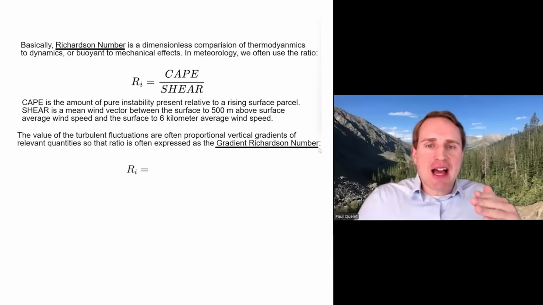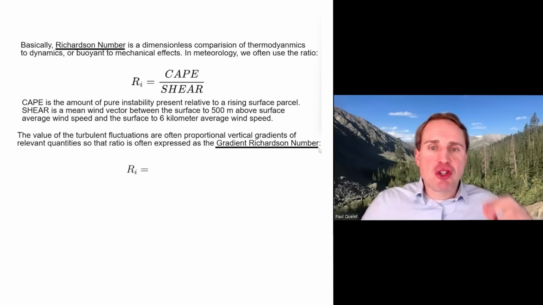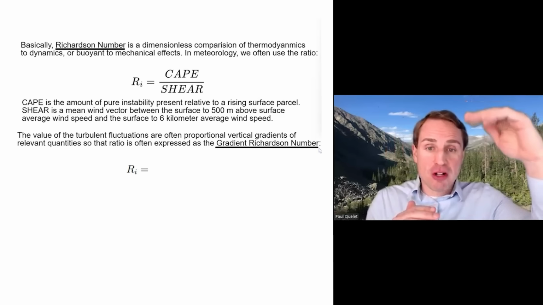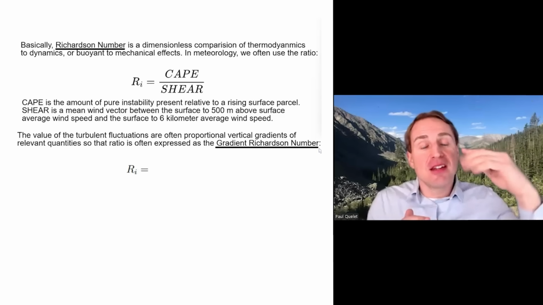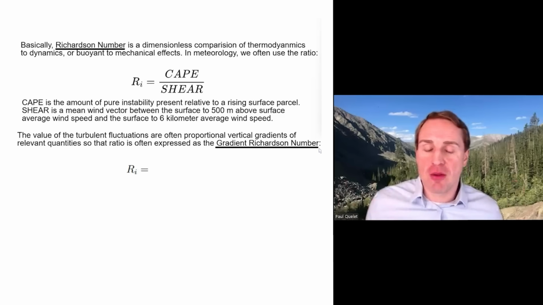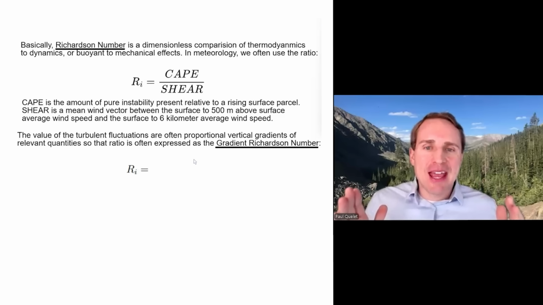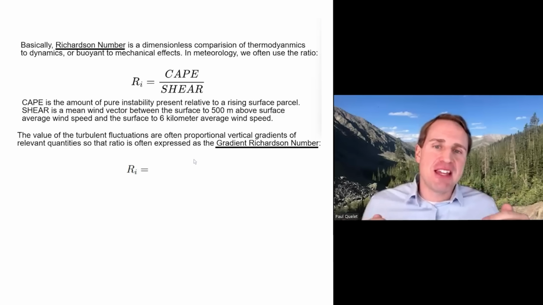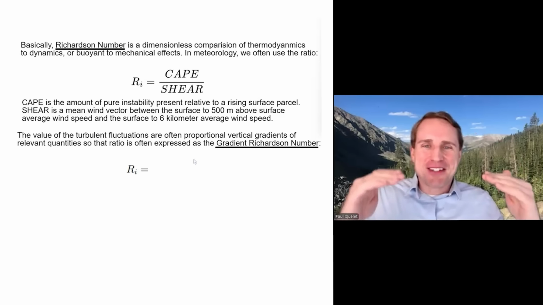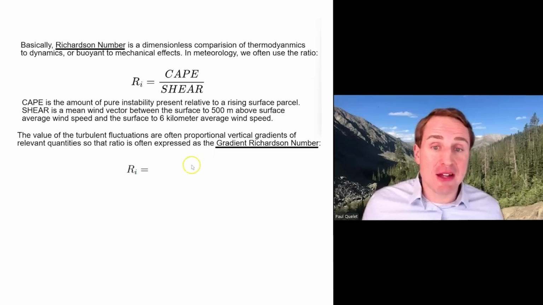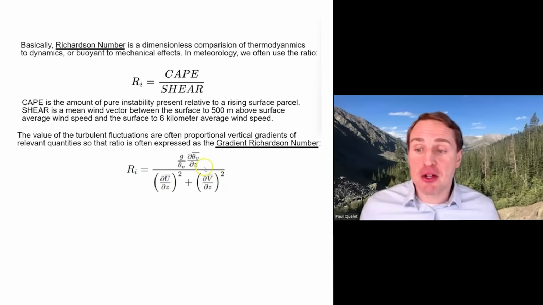In meteorology, a lot of times we don't necessarily know CAPE and shear directly, but we often know something about the gradient vertically. In other words, how temperature is changing with height, which is related to CAPE, and how wind speed is changing with height. That's related to vertical wind shear. And it's been shown through so-called K theory that those vertical gradients are related to the fluxes of heat and momentum through thermodynamics and dynamics. So without going into a great amount of detail, we can generate the so-called gradient Richardson number. And the reason it's called gradient is because we're looking at vertical gradients of essentially temperature and wind speed.